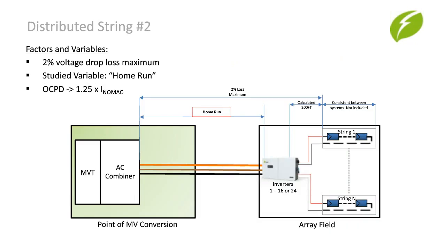The next system is distributed string. We're removing the external DC combiners and replacing them with a standard wiring box version of the string inverters. This is what you may consider a typical distributed string system. Again, the inter-array wiring is not included because this is consistent between each of the systems, and the average length of conductors between the string and the inverter is 200 feet. Remember, we're looking at the home run distance.